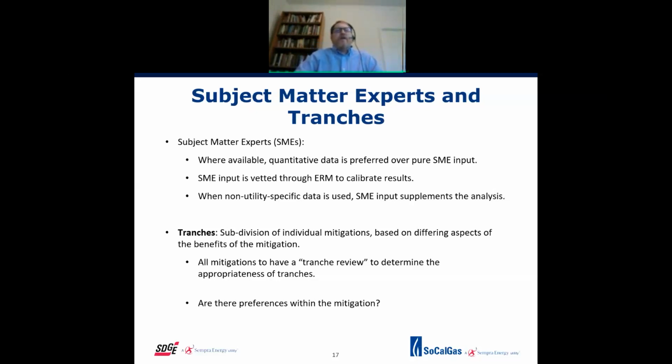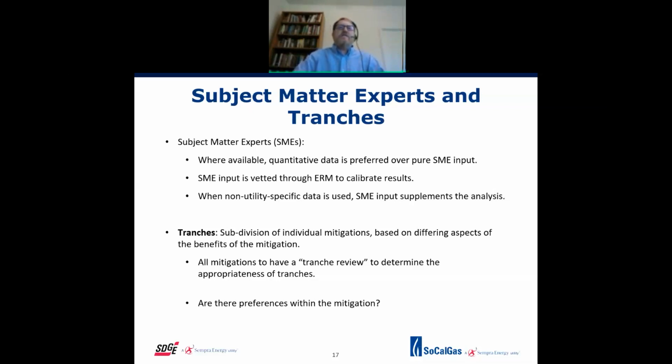And then the final bullet is when non-utility specific data is used, we will use some SME input to try to encourage some more internal numbers. So there are events that are not as frequent locally, and so we use external data and we use SMEs to try to help manage how to incorporate that data. So that's the SME conversation.